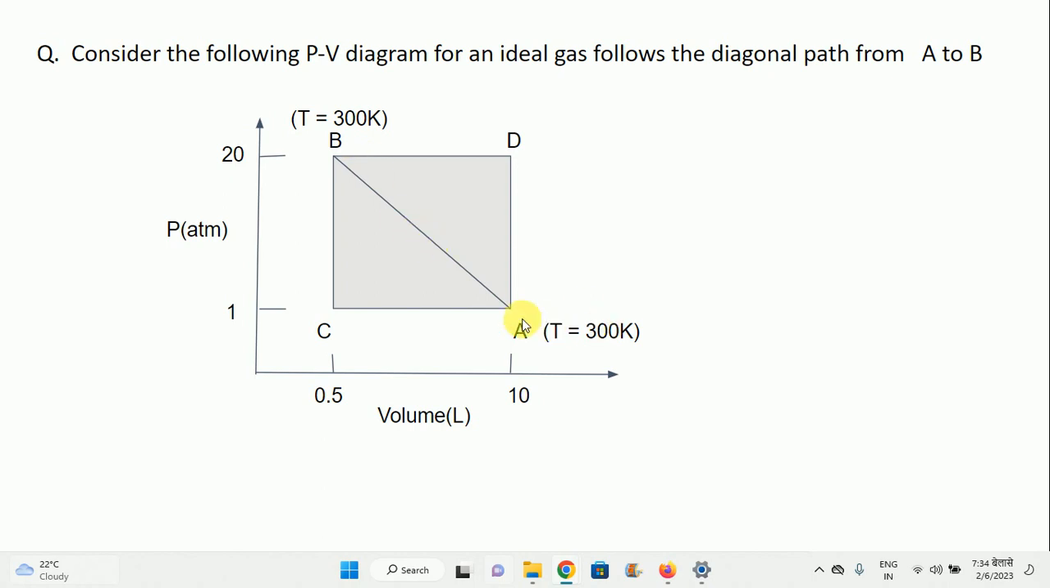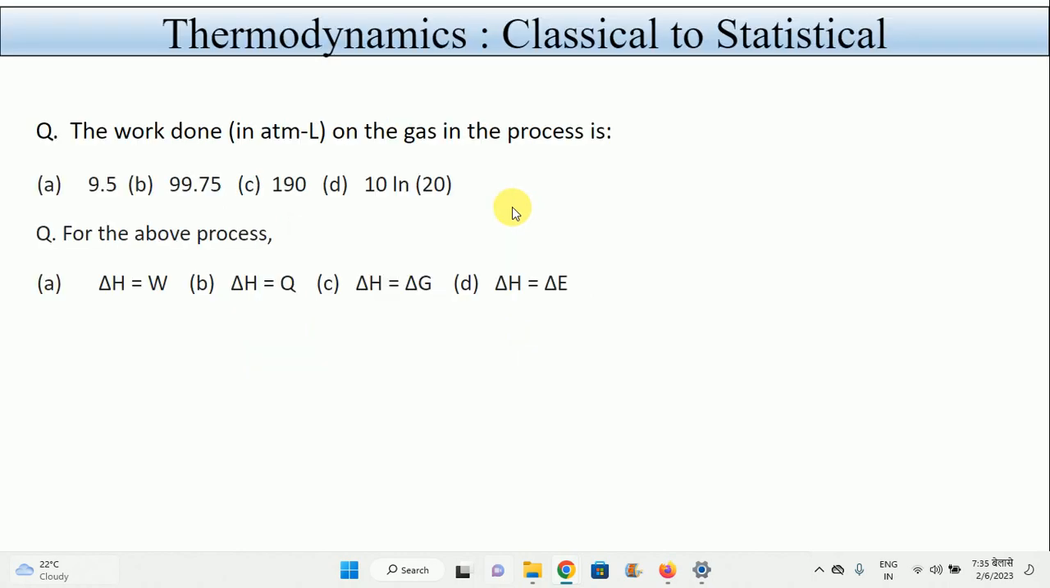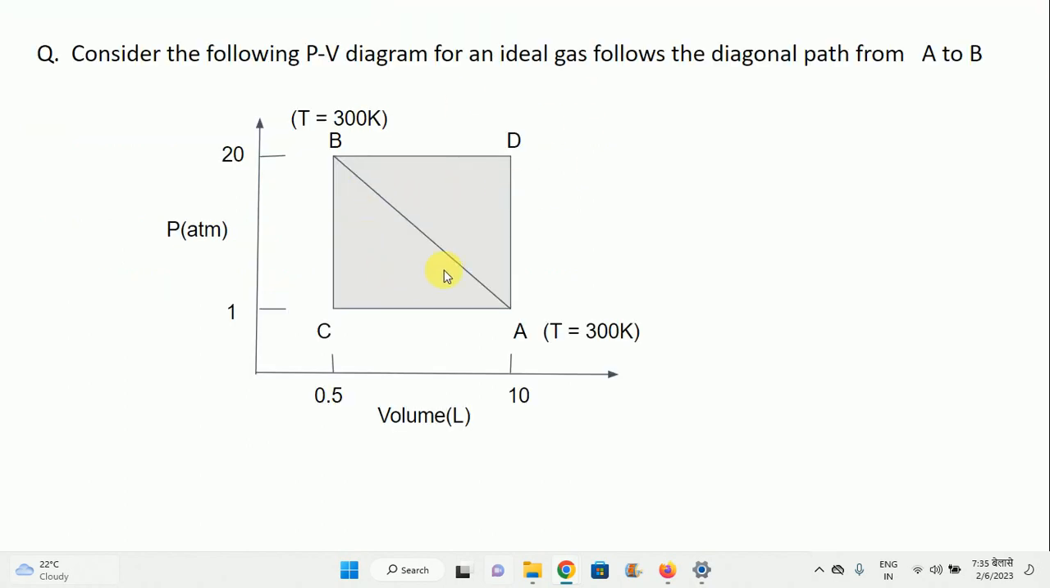So this is an isothermal reversible process. So expansion A to B. No, sorry, it is not an expansion. It is from A to B, it is compression. So we saw in the initial slide that when work is done on the system, it is a positive quantity. So all the answers are positive. When compression is done, work done is positive only.